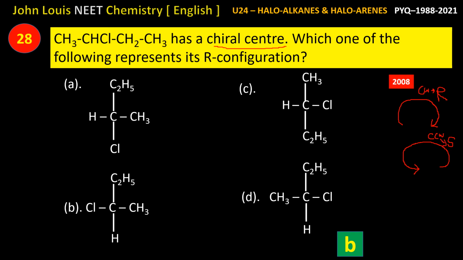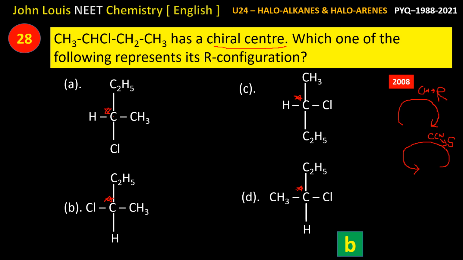So what is the preferred group? How to choose that preferred group? See here they have given that it has a chiral center. In all the options A, B, C, D, the central carbon is the chiral carbon because it is attached to 4 different groups. See here this carbon is bonded to C2H5, CH3, Cl, H. So all 4 groups are different, therefore this carbon is chiral. That is the same with all the other options also.